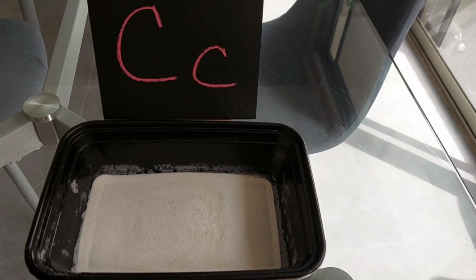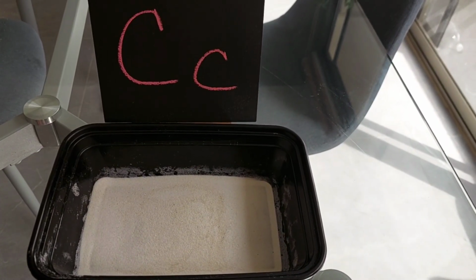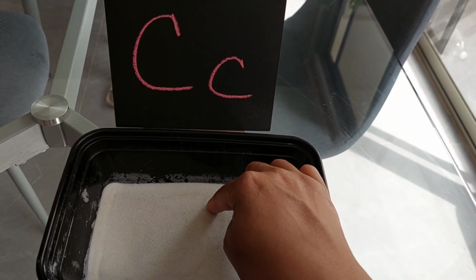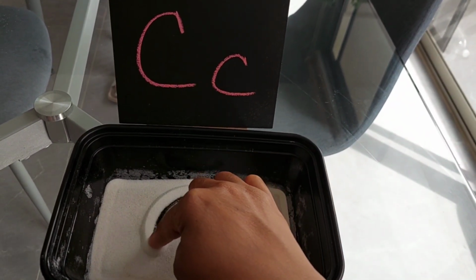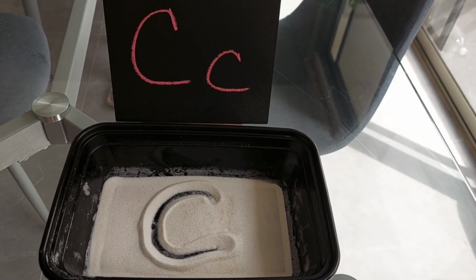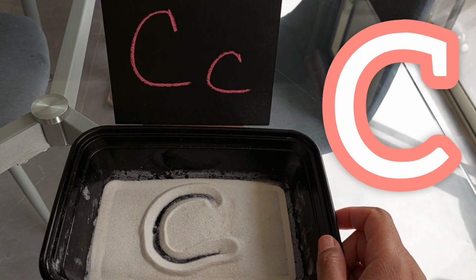Now let's learn how to write the letter C. So to write the letter C, we're gonna start at the top and go all the way halfway to the bottom. And there we go. We just wrote an uppercase C.